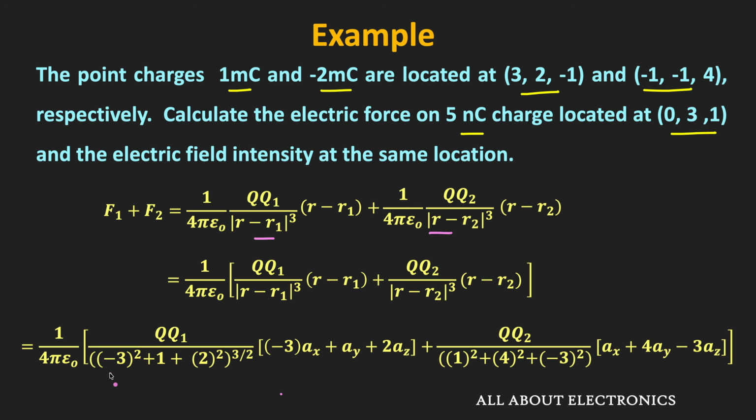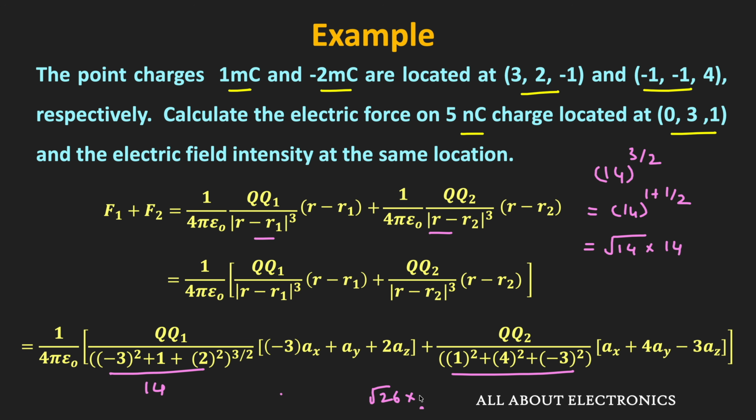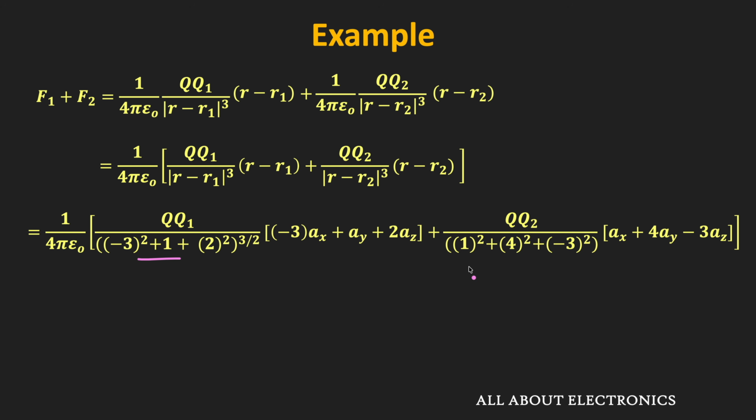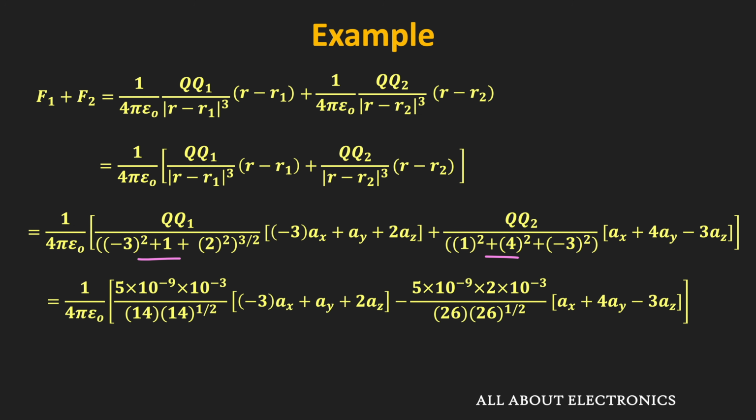As we have seen, this term is nothing but the 14. So we can say that it is equal to 14 to the power of 3 by 2, or it can be written as 14 raised to 1 plus 1 by 2. So that is equal to square root of 14 times 14. Likewise, this term can be written as square root of 26 times 26. So let us put all these values and further simplify it. If we further simplify it, then it can be written like this.